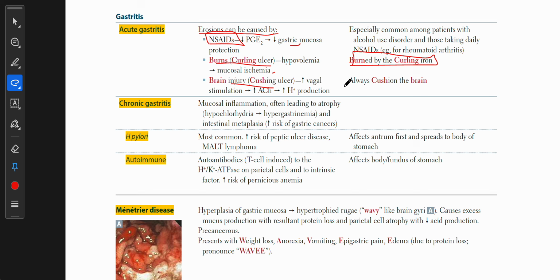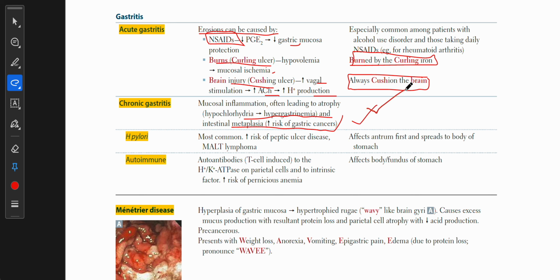And in brain injury, Cushing ulcer, that is, it increases vagal stimulation, and that will increase ACh, increase H plus production. So it is always Cushing in the brain. So Cushing injury is always Cushing in the brain, right? You have to remember like that. And in chronic gastritis, mucosal inflammation often leads to atrophy, that is hypochlorhydria, leading to hypergastrinemia, and also intestinal metaplasia, that will increase the risk of gastric cancer, right?